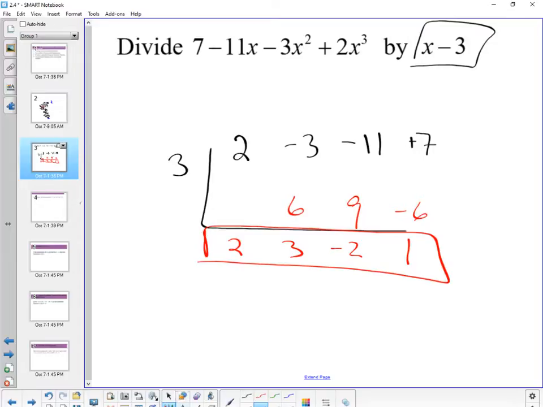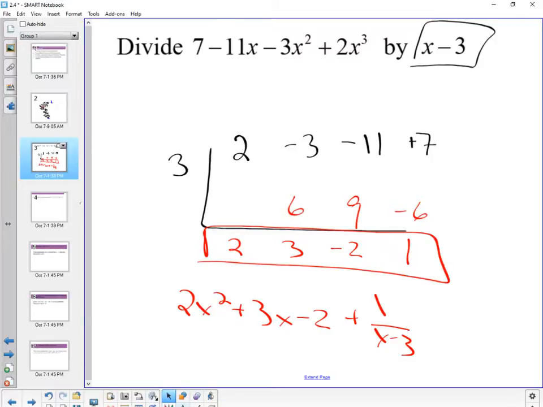Are you serious? Okay, how does this become my quotient? Well, remember, if I'm dividing a 3rd-degree polynomial by a 1st-degree polynomial, all of the x's will drop down by a level, won't they? So this is 2x squared plus 3x minus 2 with a remainder of 1. And there's our quotient one more time.